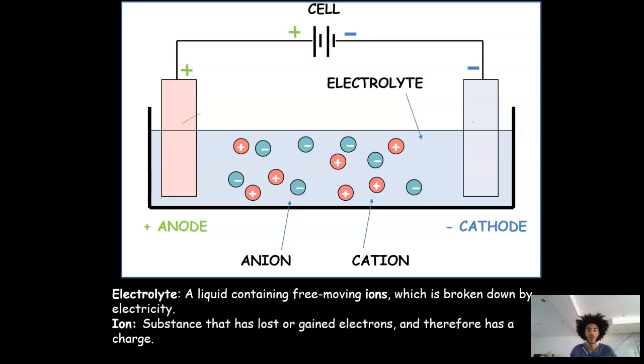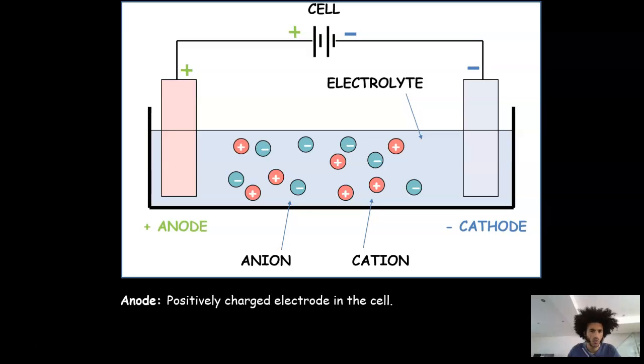And you can't do this with a covalent substance or a liquid like water, really, because covalent substances aren't charged. Water is a bit of an exception, which we'll cover later on when we do electrolysis of solutions. So a couple of things which are worth mentioning on this. The anode is the positively charged electrode in this cell, and the cathode is negatively charged.